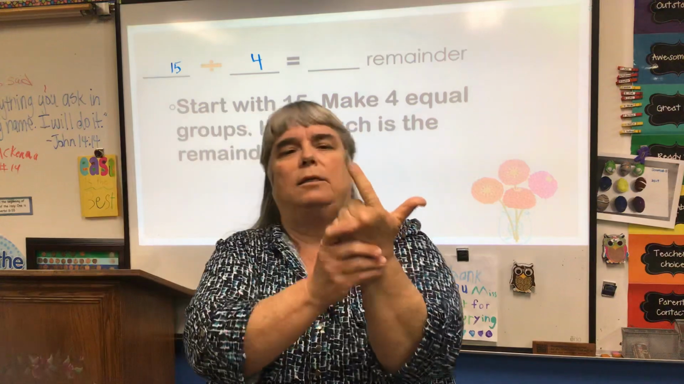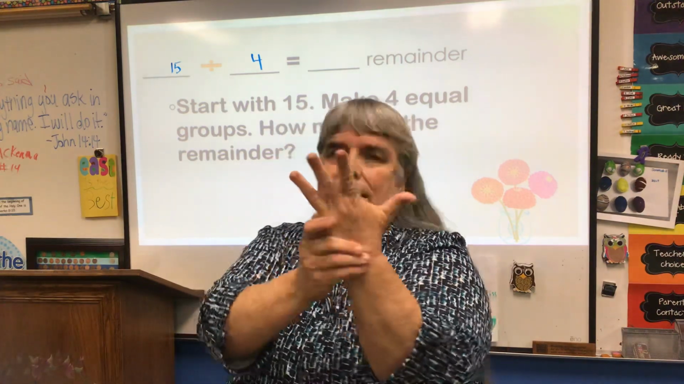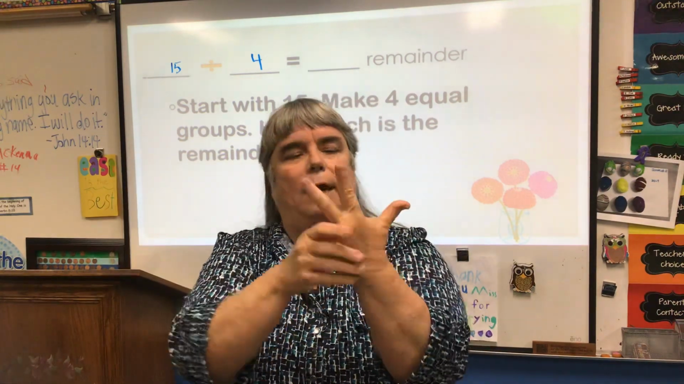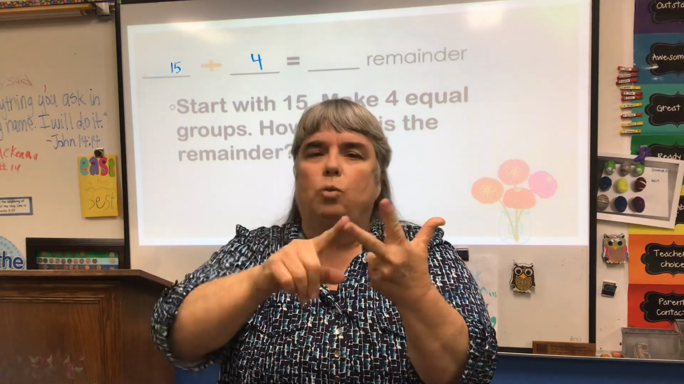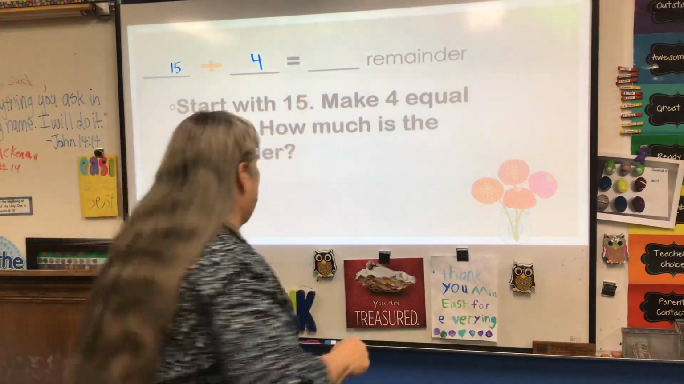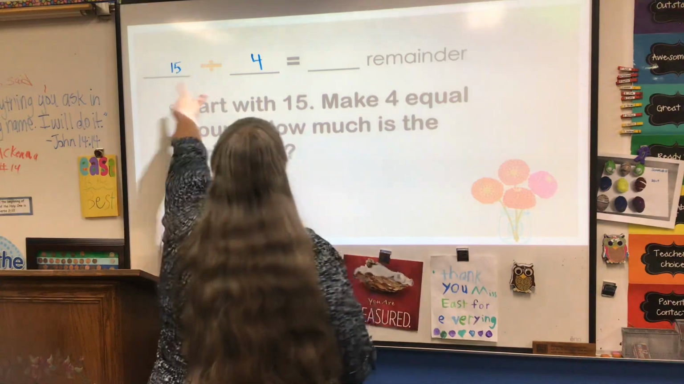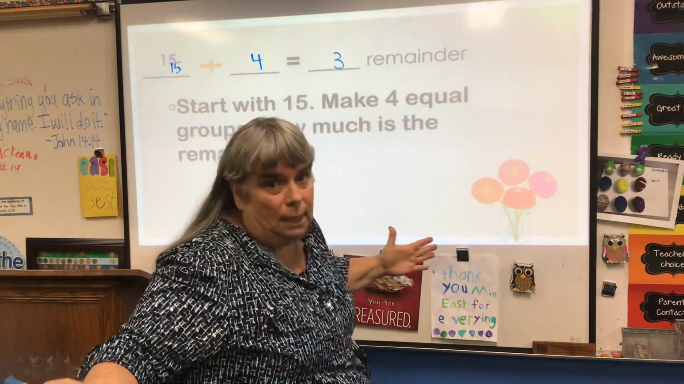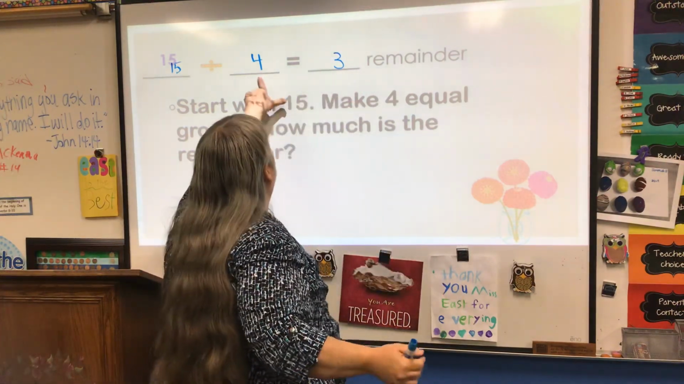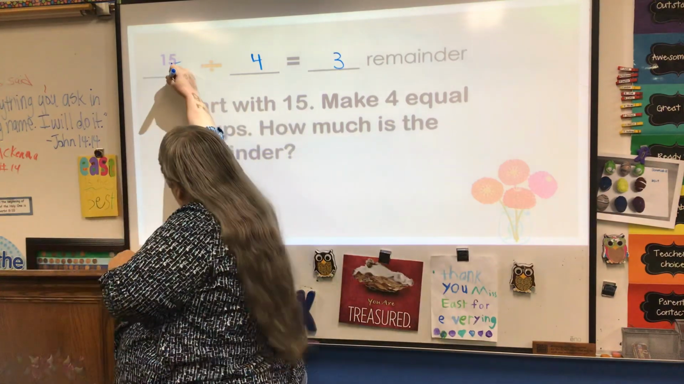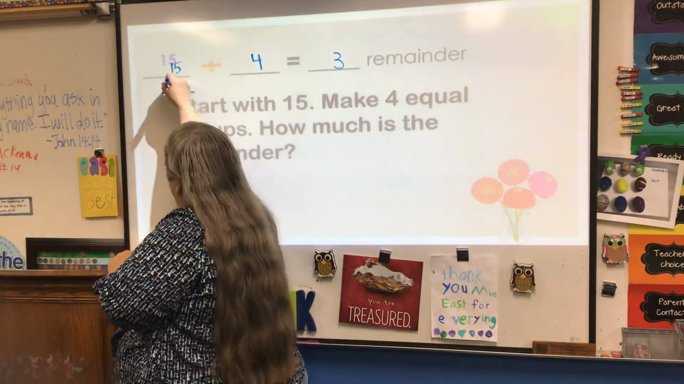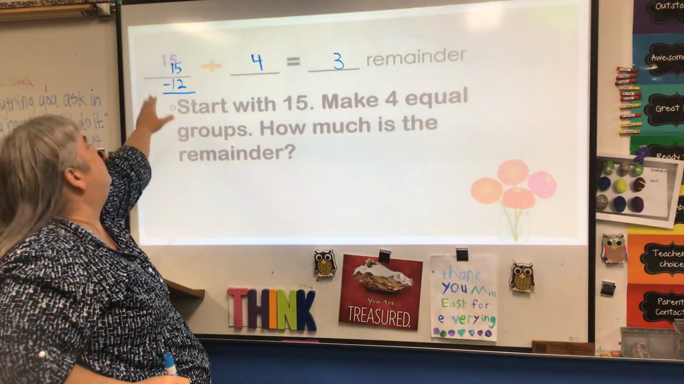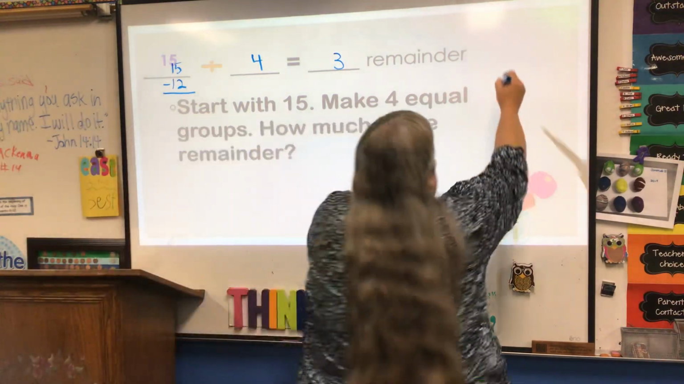4, 8, 12, 16. Oh, wait a second. We can't use 16 because that's bigger than 15. So we're going to go back. 4, 8, 12. So 12 is the number we have to go by, and 3 fingers are up. So that means 15 divided by 4 is 3. Then I'm going to do my multiplication problem. 3 times 4 is 12. And I'm going to write 12 there, and I'm going to subtract. 15 take away 12, 5 take away 2 is 3.